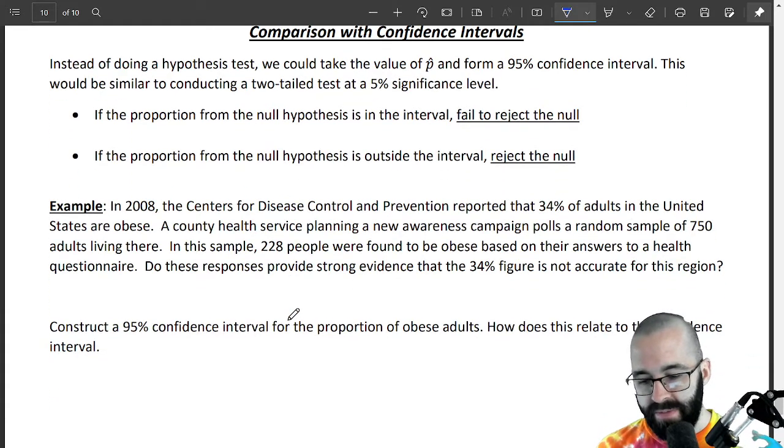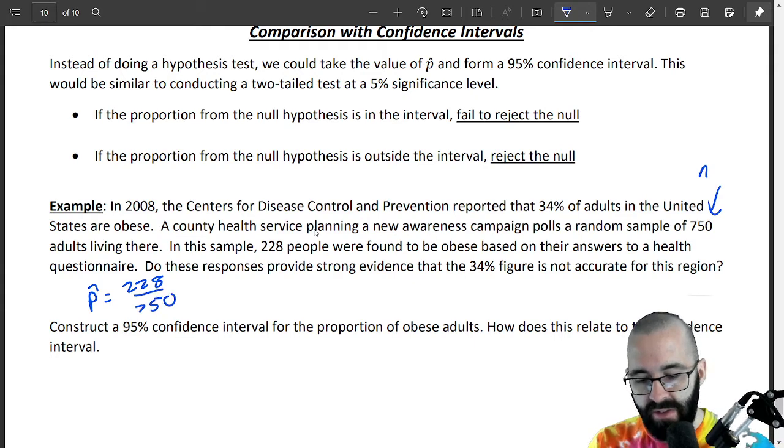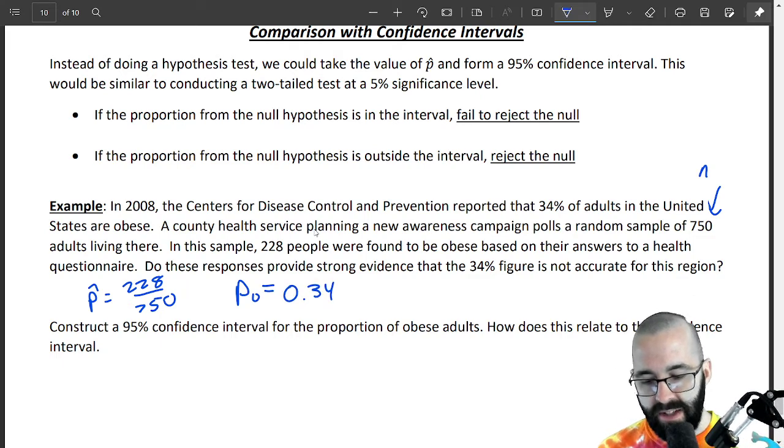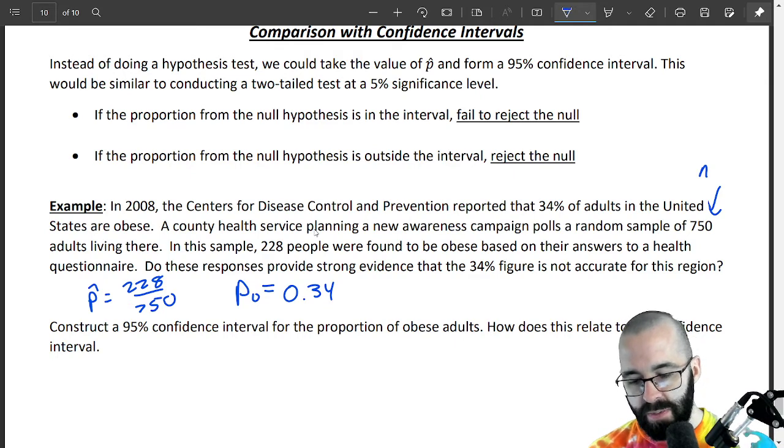So let's look at an example. The CDC in 2008 reported that 34% of adults in the US are obese. And a county health service planning a new awareness campaign ran a random sample of 750 adults, and 228 were found to be obese. P hat is going to be 228 divided by 750 in our little sample. P naught, right? That assumption, if we were doing hypothesis testing, would be 34%. And do these responses provide strong evidence that the 34% is not accurate?